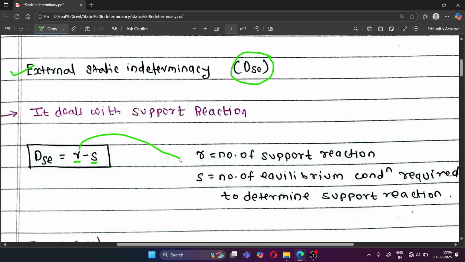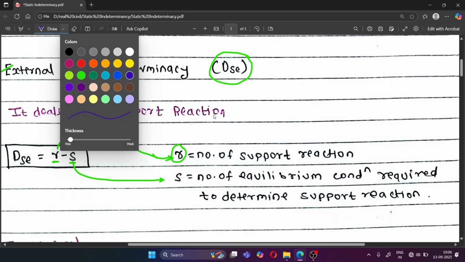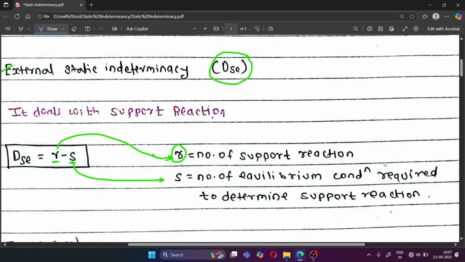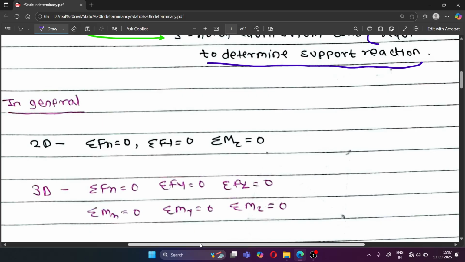What is R? R means number of support reactions, and S means number of equilibrium conditions required to determine the support reactions. This latter part is very important. R is the number of reactions, but S means the number of equilibrium conditions required to determine the support reactions. I will explain the meaning in detail with an example.